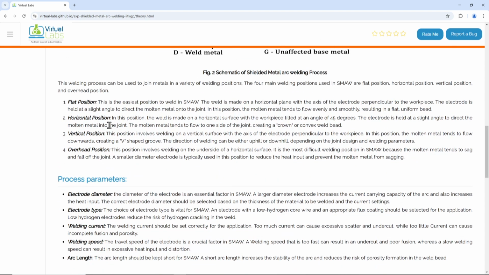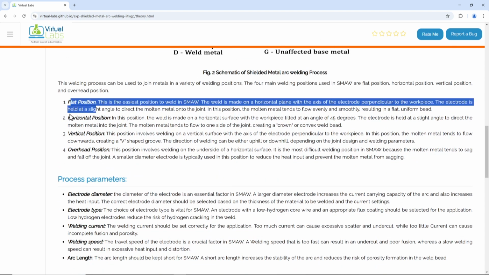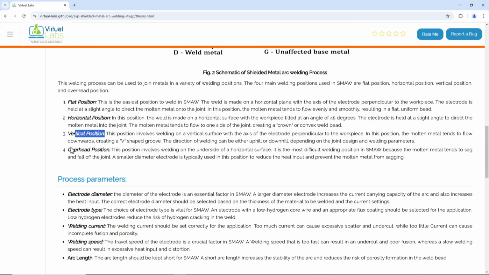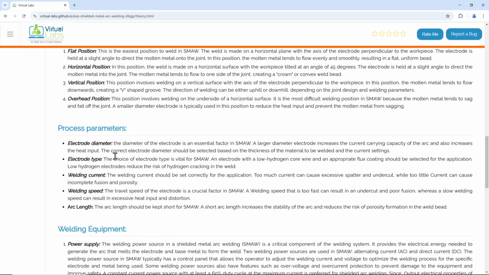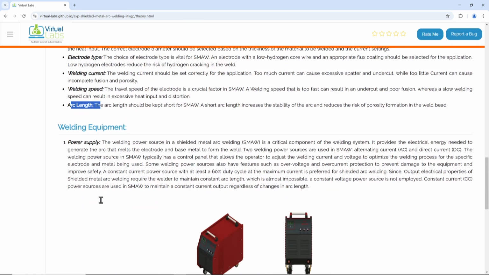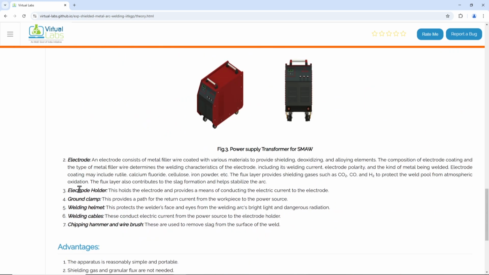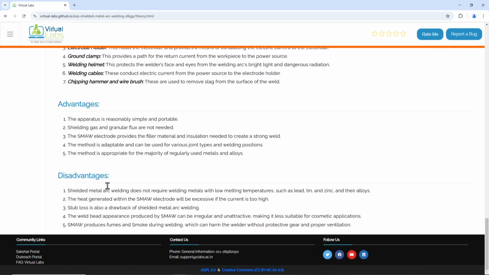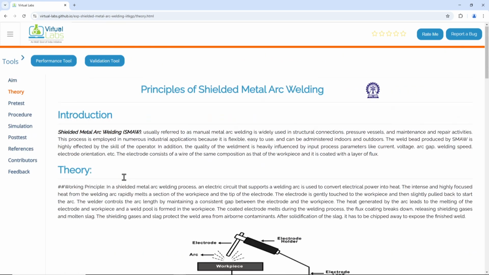Then there is a theory regarding the different positions: flat position, horizontal position, vertical position, overhead position. These are the positions where shielded metal arc welding could be done. Process parameters could be electrode diameter, electrode type, welding current, welding speed, arc length. Welding equipment includes the power supply, electrode, electrode holder, ground clamp, welding helmet, welding cables, chipping hammer and wire brush to clean the slag later. Advantages and disadvantages are given. The theory part is covered already.